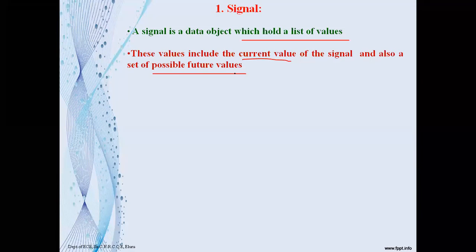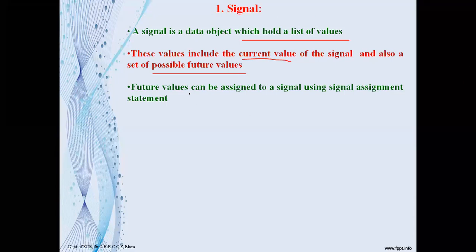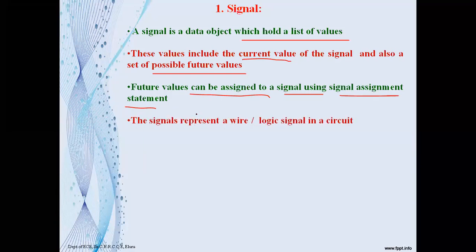So here a signal is a data object which holds a value or a list of values, and the values may be current values or future values. If the values are future values, they can be assigned using a signal assignment statement. Here the signal represents a wire or a logic signal in the circuit.